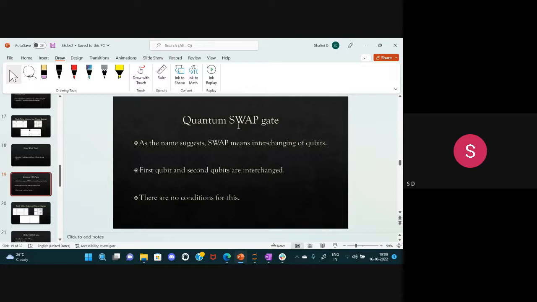I haven't kept it in slideshow mode because we'll be working in parallel on the Jupyter notebook, as well as using the notepad to solve.